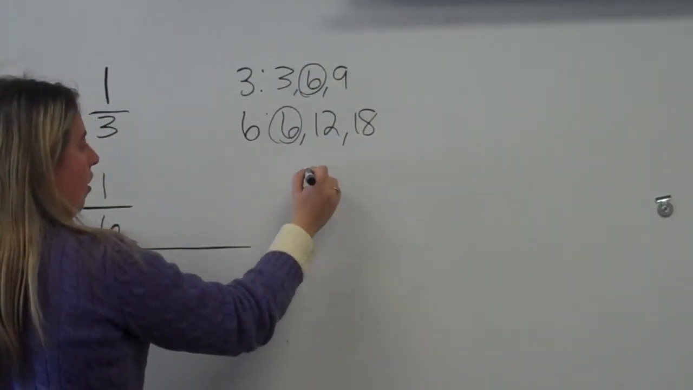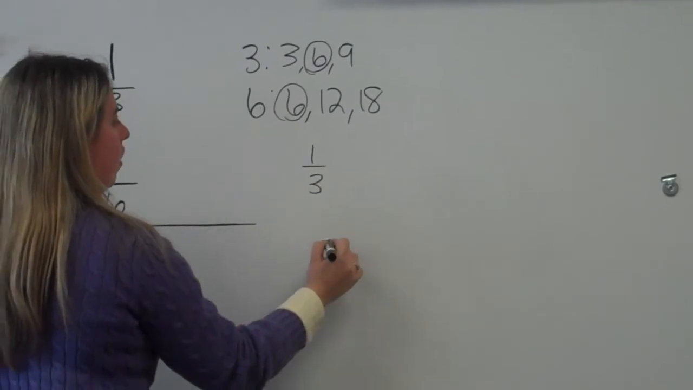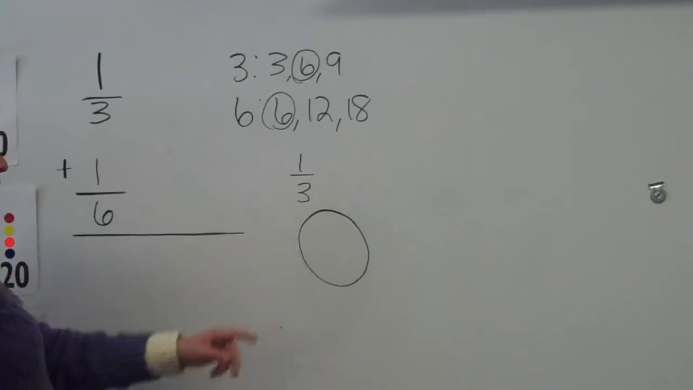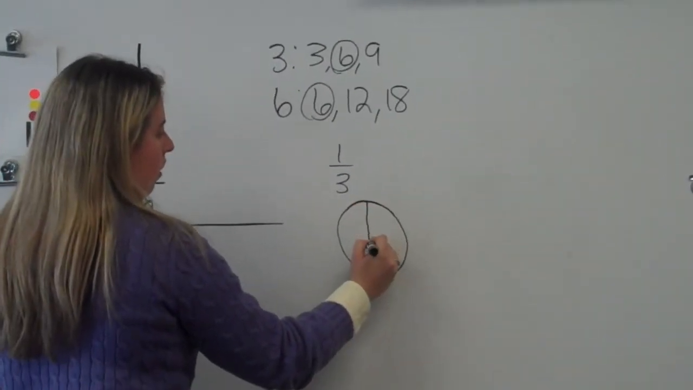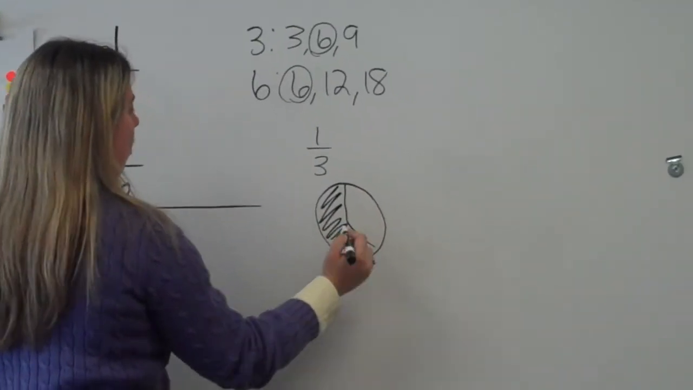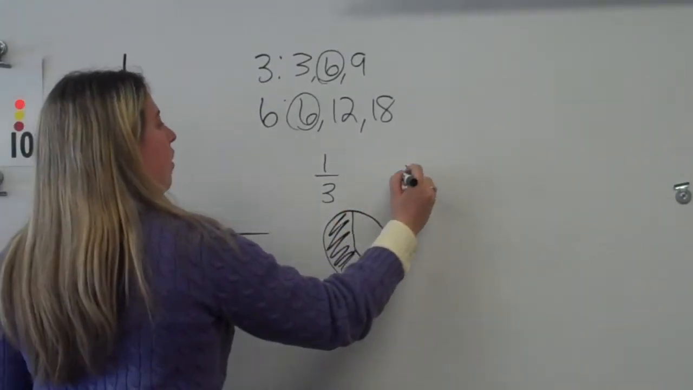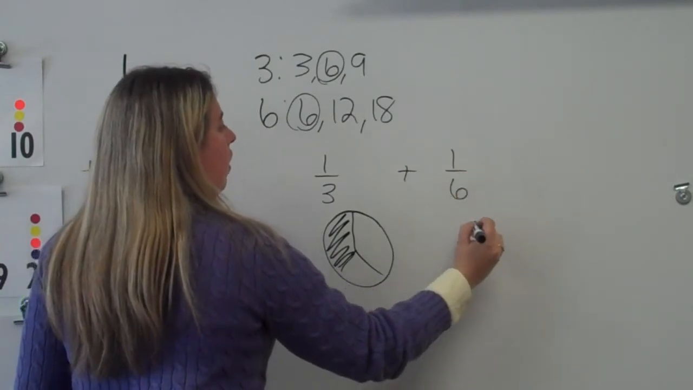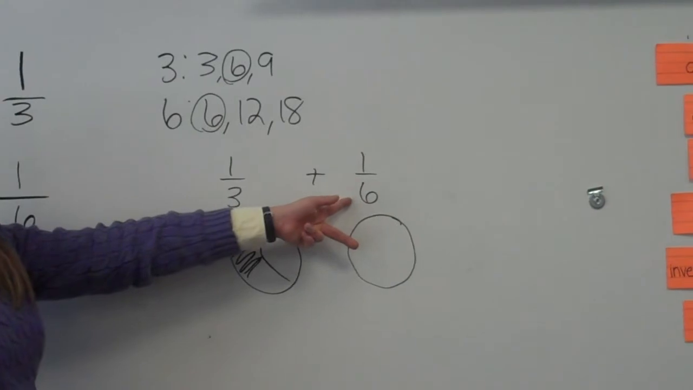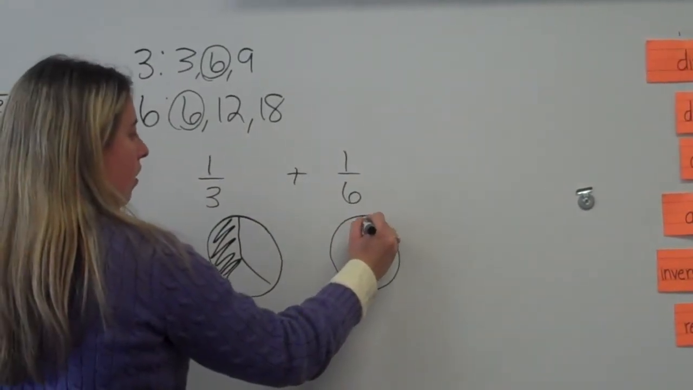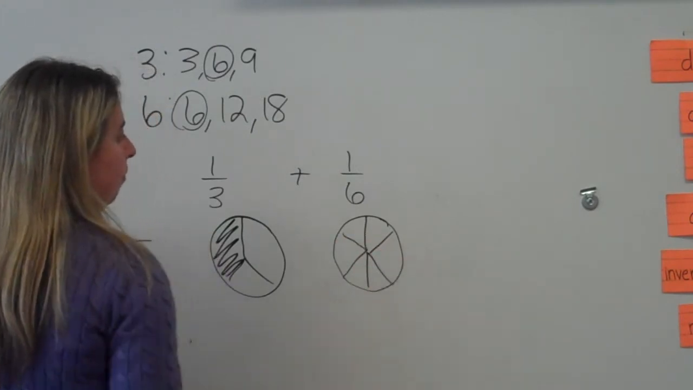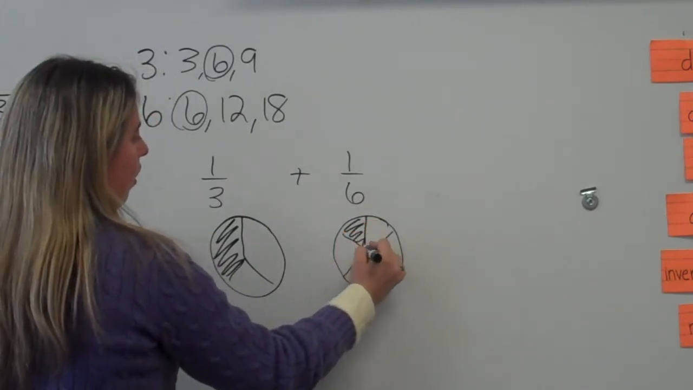Now, I'm going to draw my pictures. 1/3. I'm going to divide my circle into 3 parts because that's what my denominator tells me. And I'll shade 1 out of those 3 parts because that's what my numerator tells me. And then over here, I'm going to divide this into 6 parts because that's what my denominator tells me. And I'm going to shade 1 part.